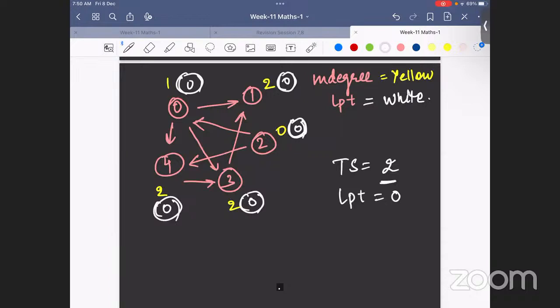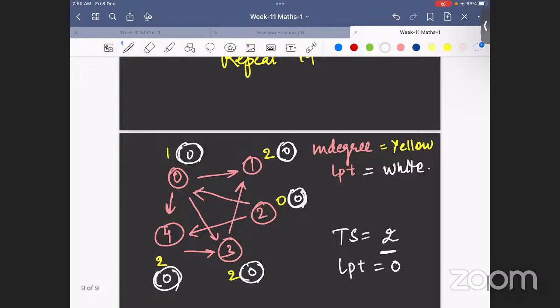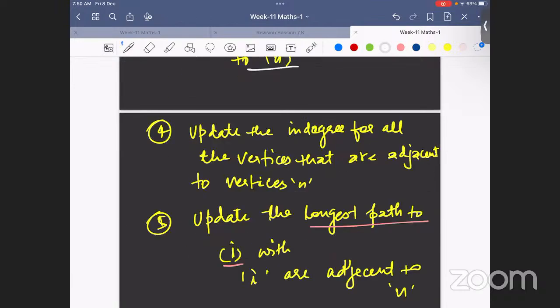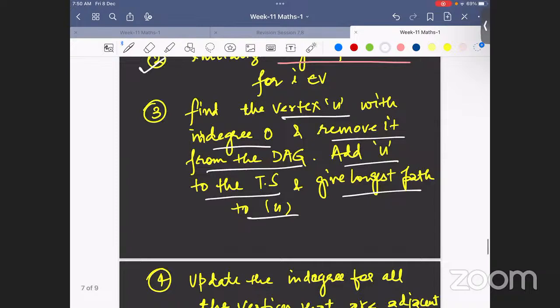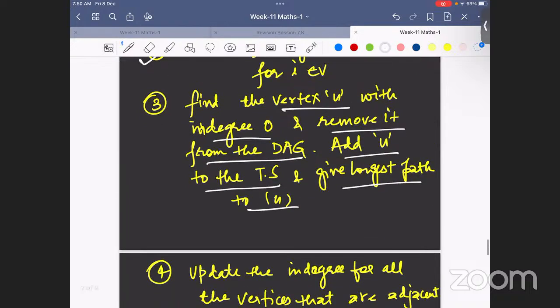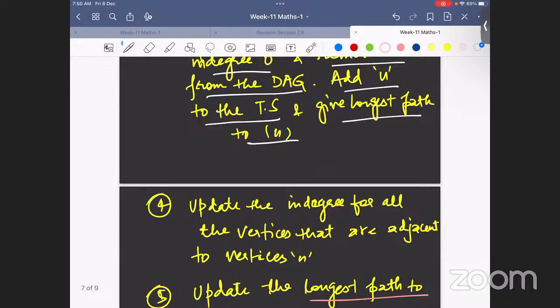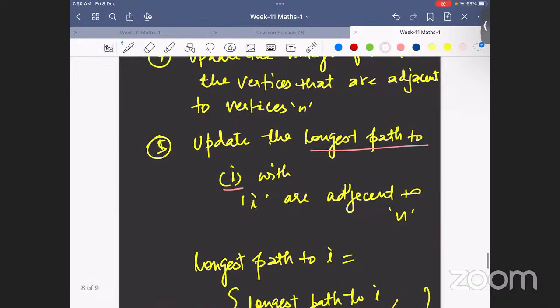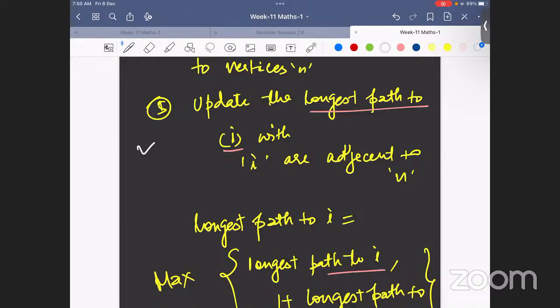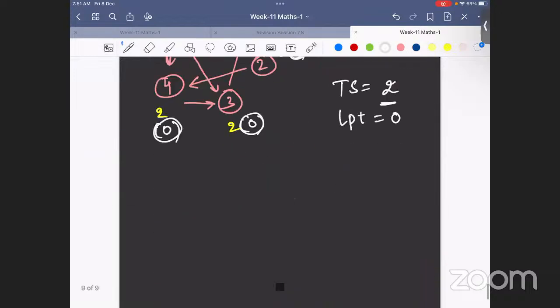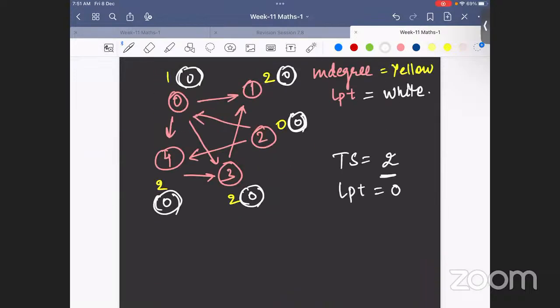Now the other thing that we have to do is update the in degree again. So first we find the vertex u with in degree 0, remove it from the DAG, add u to the topological sorting, and give the longest path to u also. So that we have done. The most important part here is to update the longest path to I, and I is what? The adjacent vertices. I are the adjacent vertices to u. So what are the vertices that are adjacent to u here?